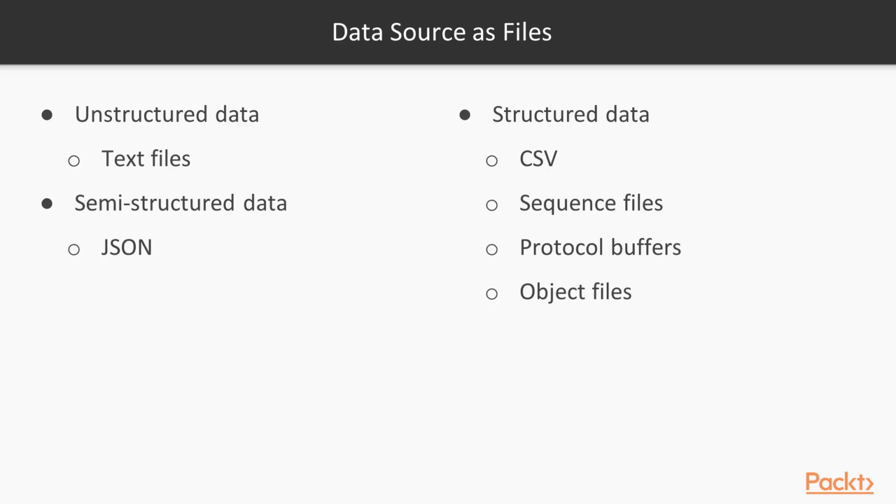Next, in structured data sources, examples are CSV files, sequence files, protocol buffers, and object files. Comma separated values, CSV files, are supposed to contain a fixed number of fields per line, and the fields are separated by delimiters such as comma, tab, etc. As per the code, we loaded the CSV file as a normal text file and then applied map functions to read each line of the file using a CSV reader.